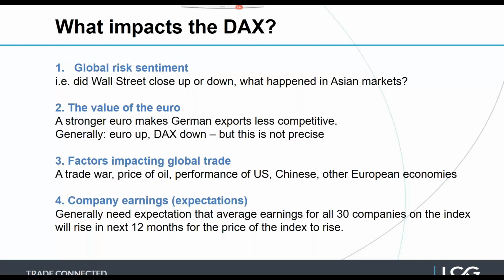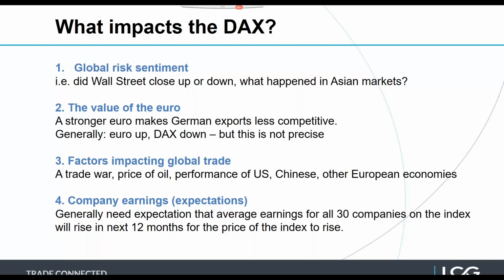The price of oil can affect it as well. Obviously, oil is a big chunk of cost in the supply chain, particularly for industrial and chemical companies. So if the price of oil is going up, their cost of doing business goes up as well. The only other impact is that oil prices going up can reflect global demand in a strong economy. Obviously, a strong economy is good for stock prices, particularly for a very international index like the DAX. For that reason, it's good to look out for the performance of the US, Chinese and other European economies. They are destinations for these German goods.